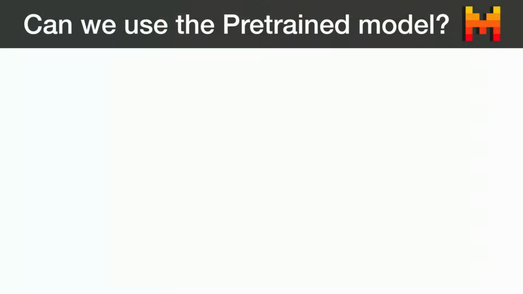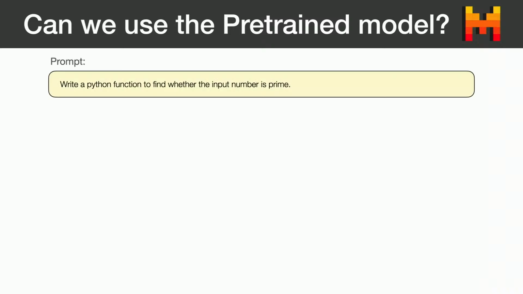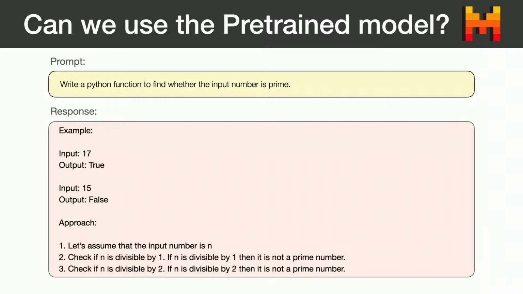So can we use this pre-trained model? Let's say you want to use this pre-trained model and ask it to write a Python function to find whether the input number is prime or not. And the model might give you a response like this. It continues the text, gives an example, and describes the approach, but it might not give you the code. And this is because the model is trained to do this. It's trained to predict the next token. So it predicts the most likely token from the text data it's been trained on.